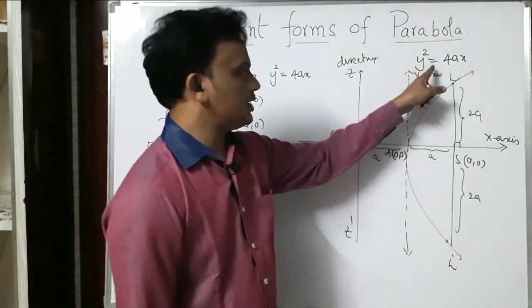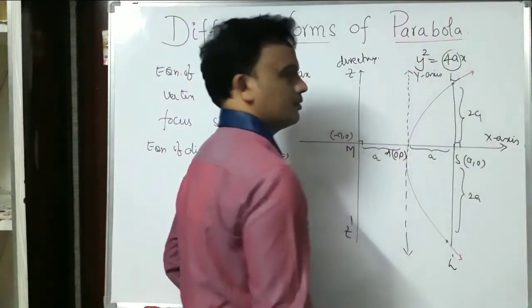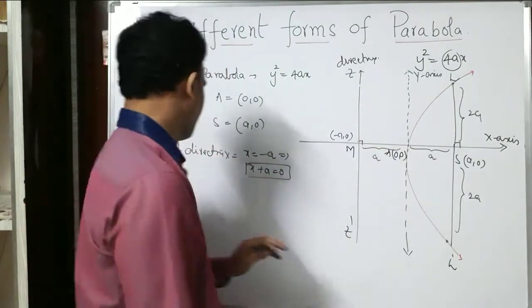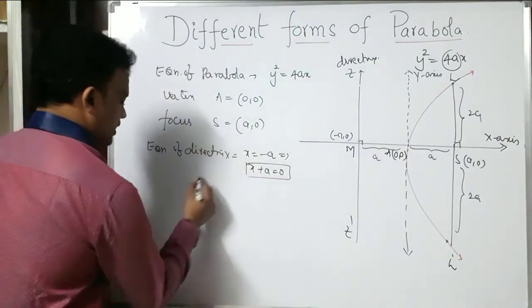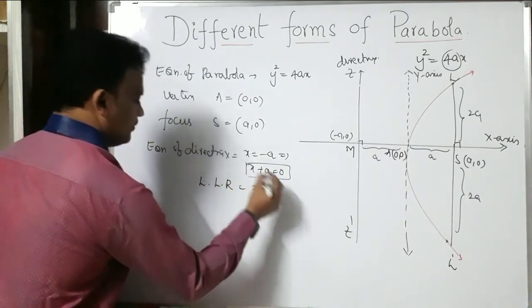So for the parabola y square is equals to 4ax, this 4a is called the length of the latus rectum. Here I am writing it. So the equation of the directrix, and the length of the latus rectum is 4a.